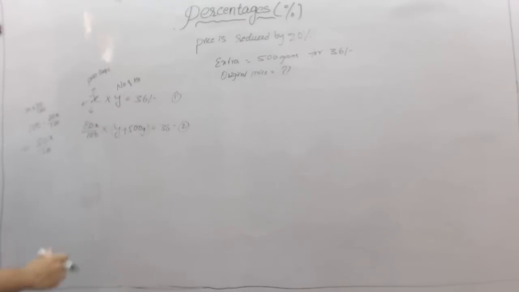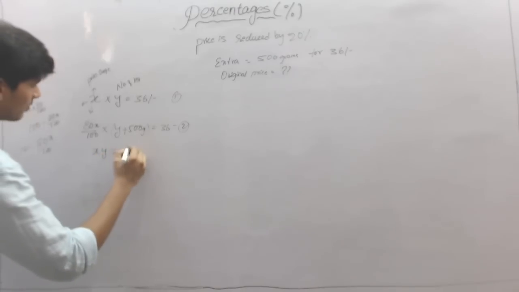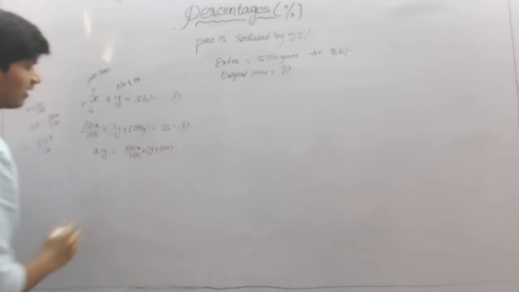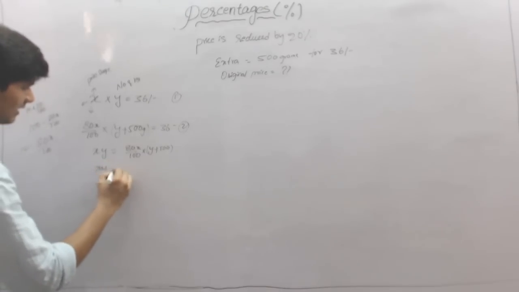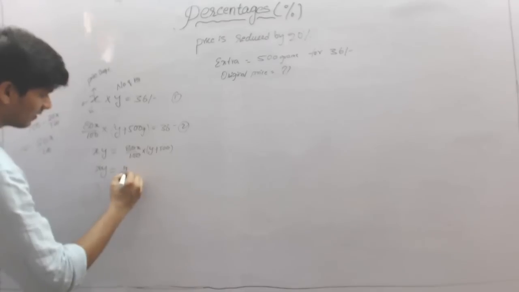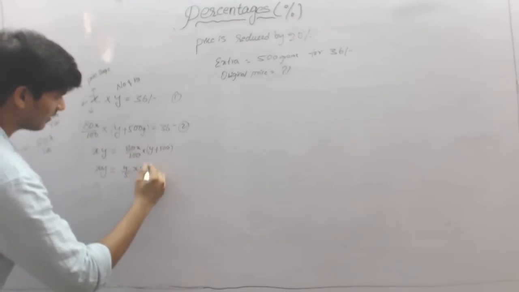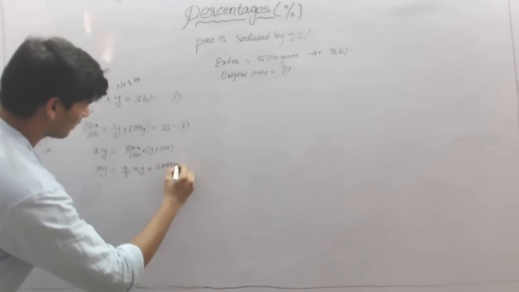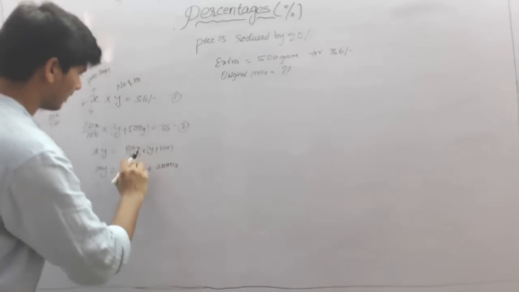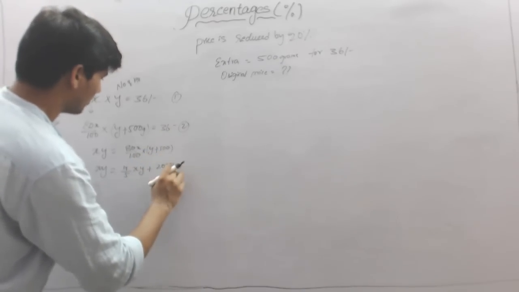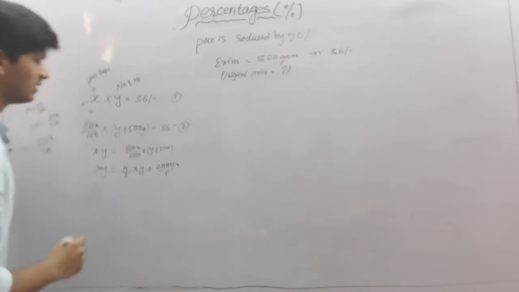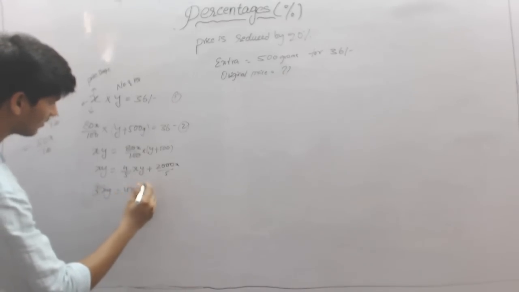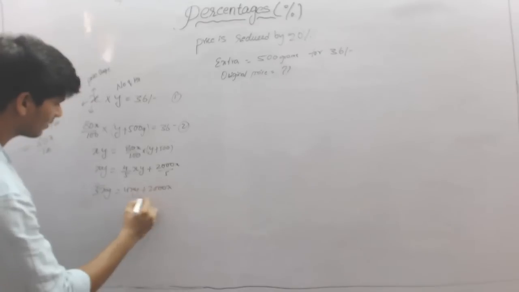Now these two equations are similar. Now xy is equal to 80x by 100 into (y plus 500). I can write this. Now xy is equal to 4 by 5 xy plus 2000x by 5, sorry, 4 by 5 xy plus 500 into 4 by 5 is 2000x by 5, isn't it? Now when you take this, 5xy is equal to 4xy plus 2000x divided by 5.